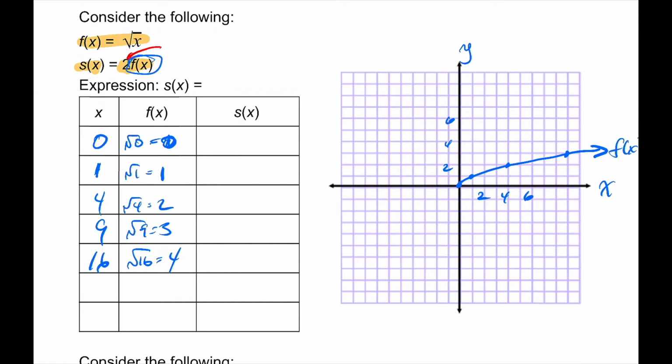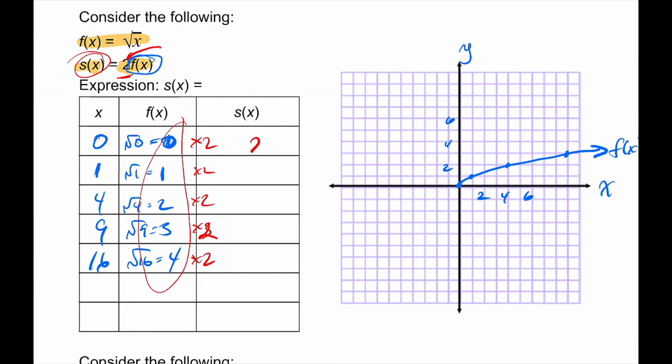So in order to get my values for s of x, I could take the square root of all those things and multiply by 2. But this is why I came up with the values of f of x first, because I just want you to see that really we're going to take all my answers from f of x and simply multiply them by 2. Because here the multiply by 2 is outside my function. And outside my function means that we're taking the result of my function and then doing something with it. So in this case, multiply by 2.